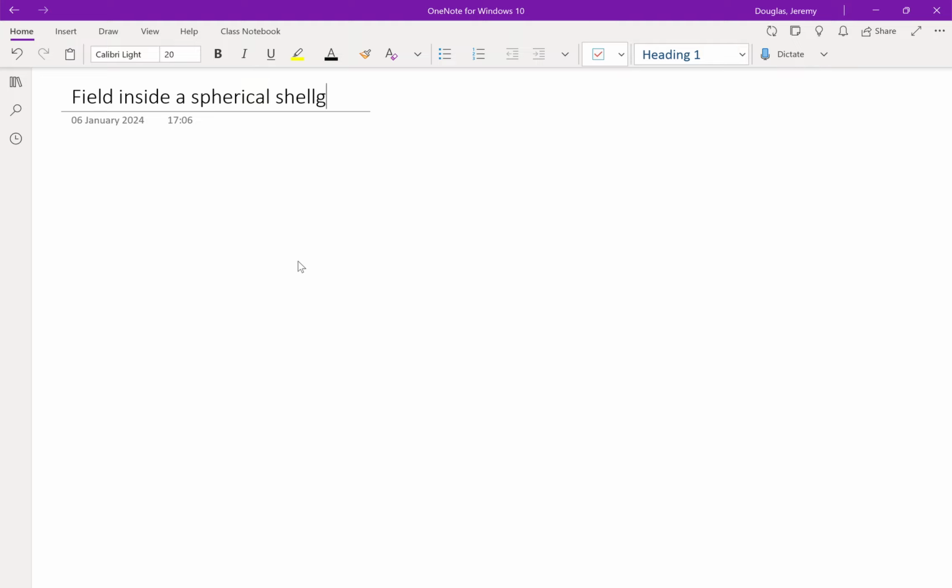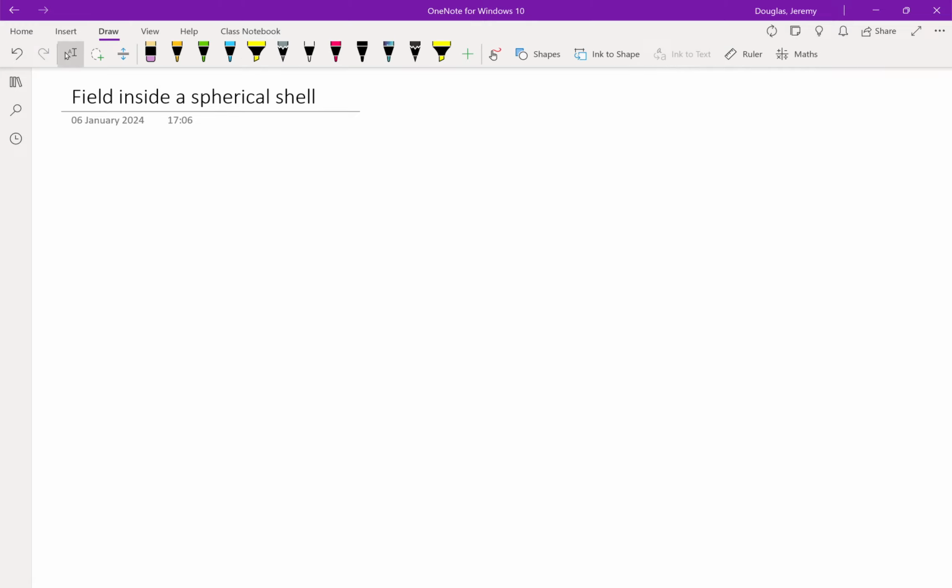I was at the ASE conference and discussing the field inside a spherical shell. The question is, how do we know what the field is inside the Earth? How can we work out what the gravitational field is beneath the Earth's surface? Right, okay, so stage one, let's draw the Earth. Here's the Earth, it's green.